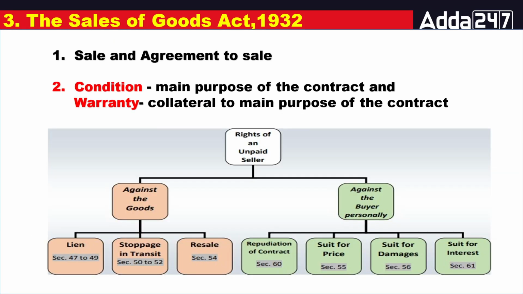Now class, Sale of Goods Act. There is a sale, and there is an agreement to sale. Sale is basically a present sale. Present sale means the seller has given the ownership of goods to the buyer and the buyer has given the price; that is called sale. Agreement to sale is a future sale. Future sale means the thing should be done in the future.